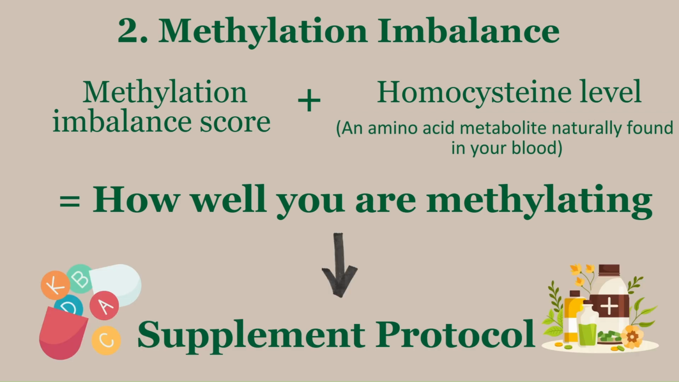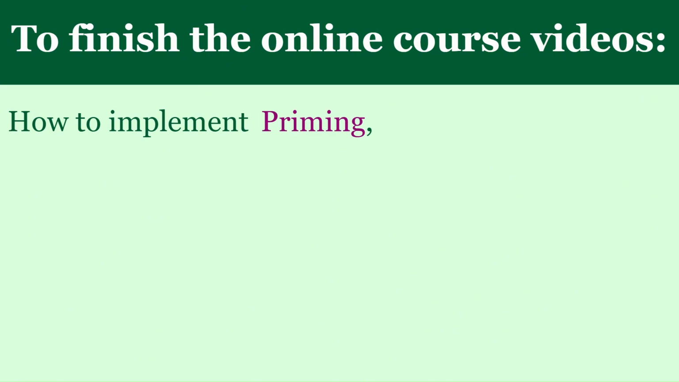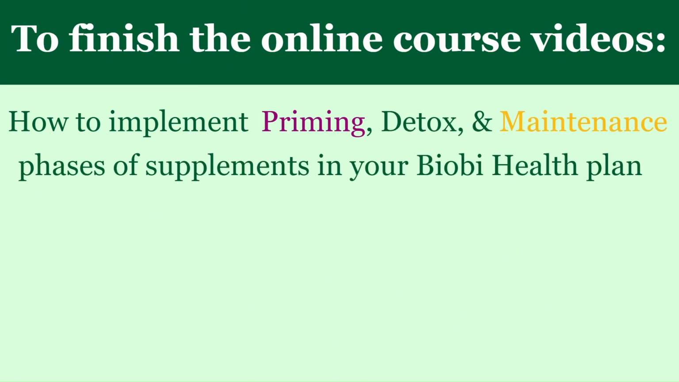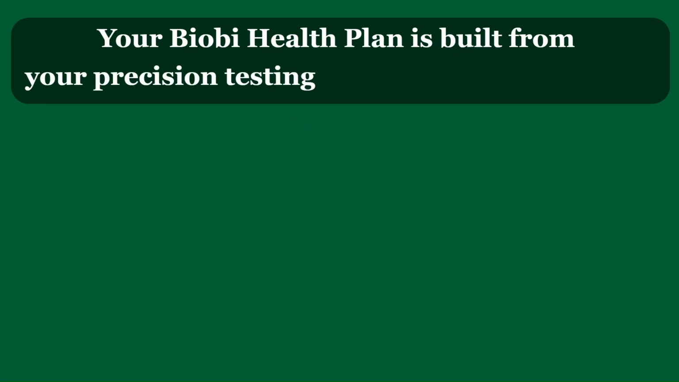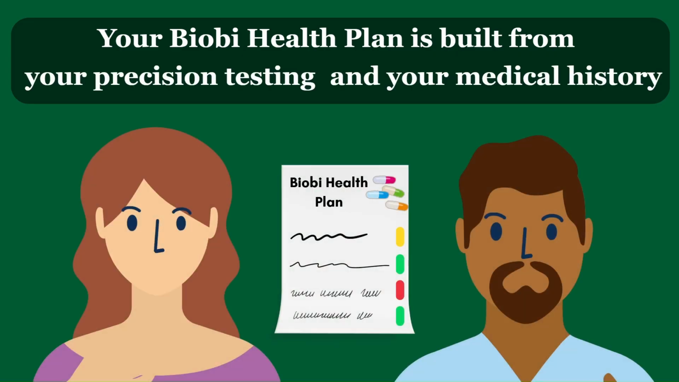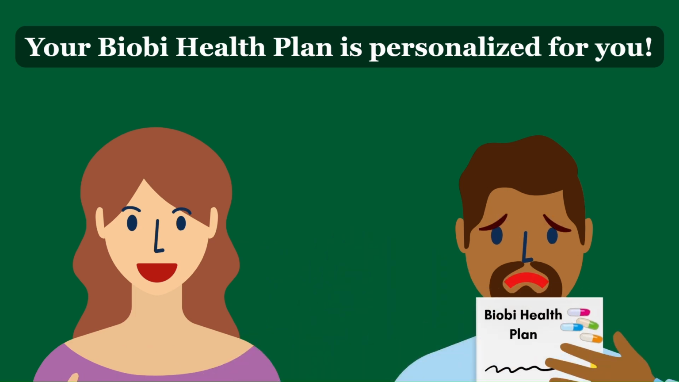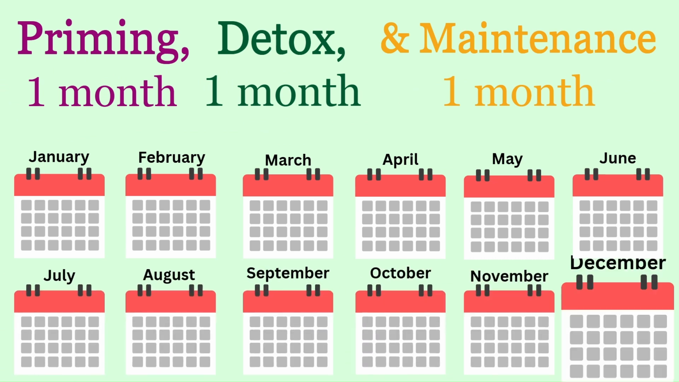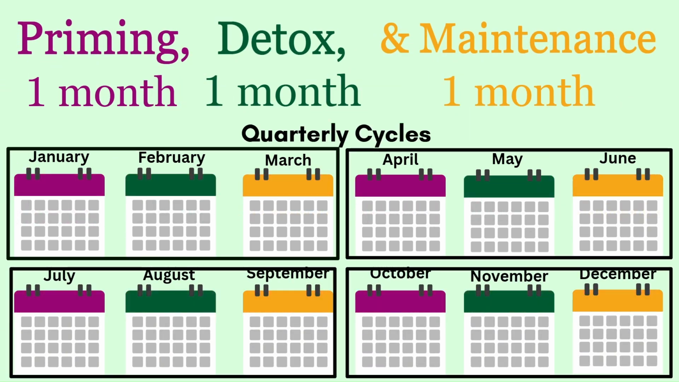Let's finish my online course videos with how you can implement your priming, detox, and maintenance phases of supplements in your Biobi health plan, which is built from your precision testing and medical history, so yours may not be safe for another person. Each of the 3 phases is 1 month, so you can do up to quarterly cycles.